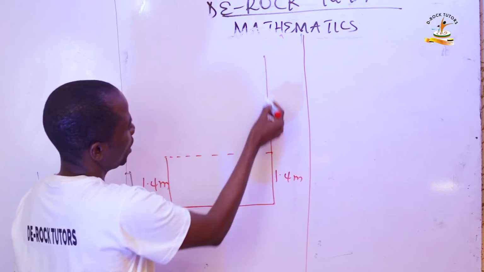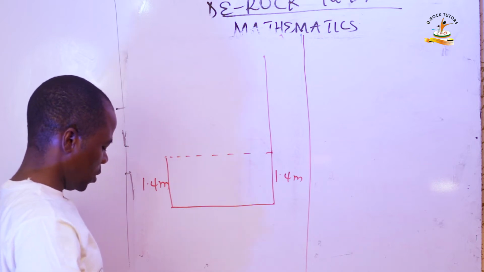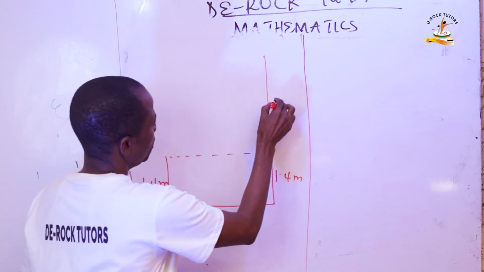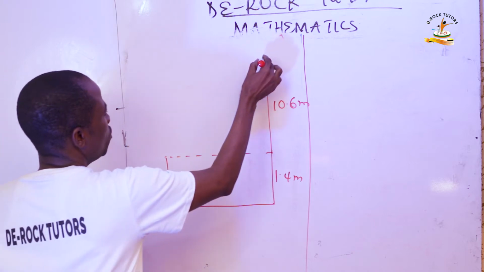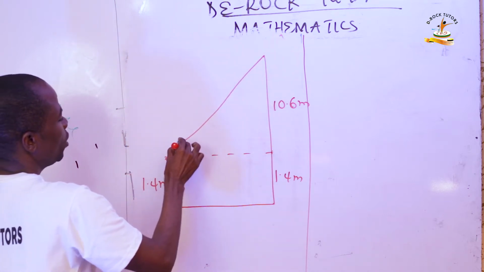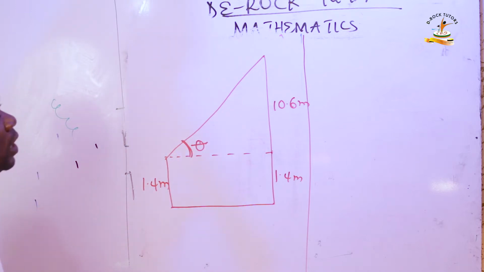So which means from here to here will be 12 minus 1.4 meters. That will be 10.6 meters. And then the angle of elevation, we have to complete this. So we are looking at this particular angle. This is the angle of elevation.